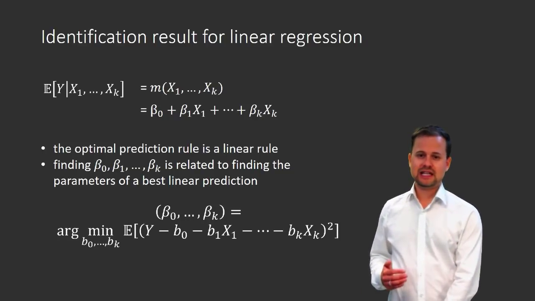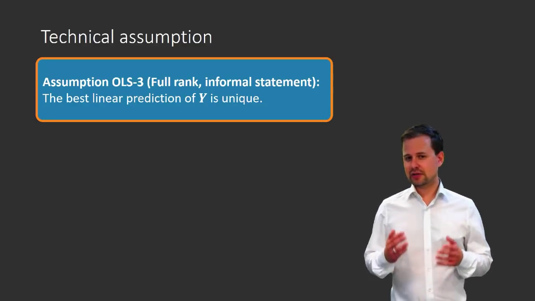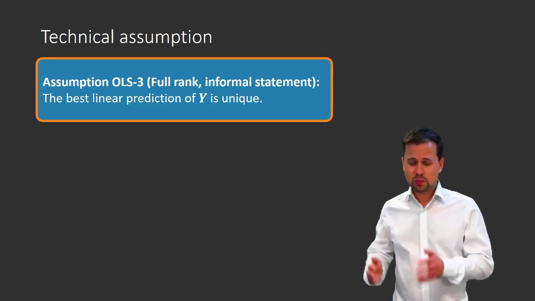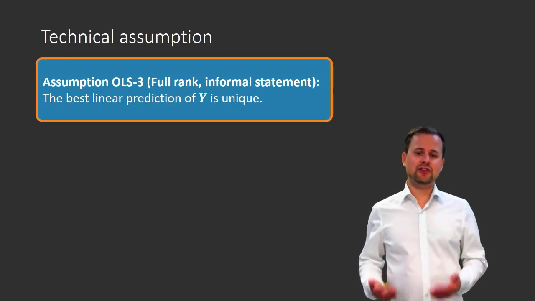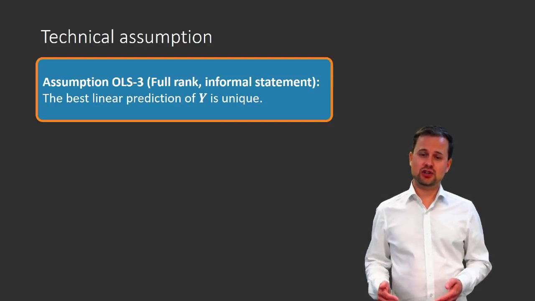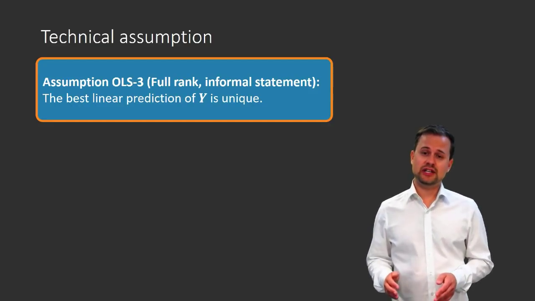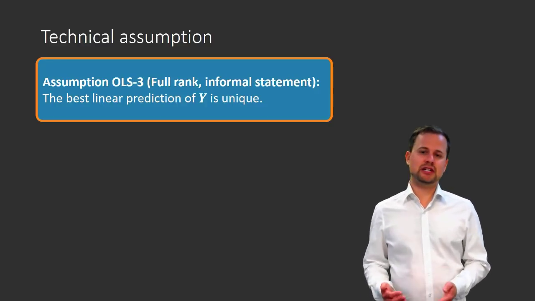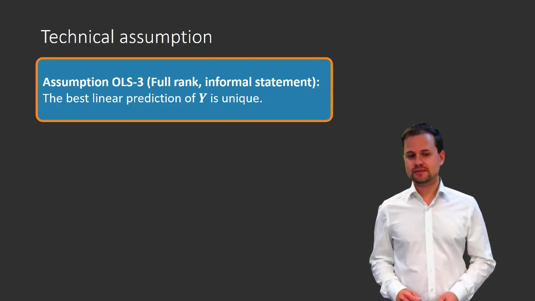So here's a full rank assumption for the linear model. This is a rather technical assumption that you usually don't have to worry about, and so I don't want to give you a full-blown formal definition, and I'll just leave it at a rather informal statement. So basically, we want to assume that there's a unique solution of beta coefficients to the minimization problem on the other slide, or we assume that the best linear prediction of y is associated with a unique set of coefficients.